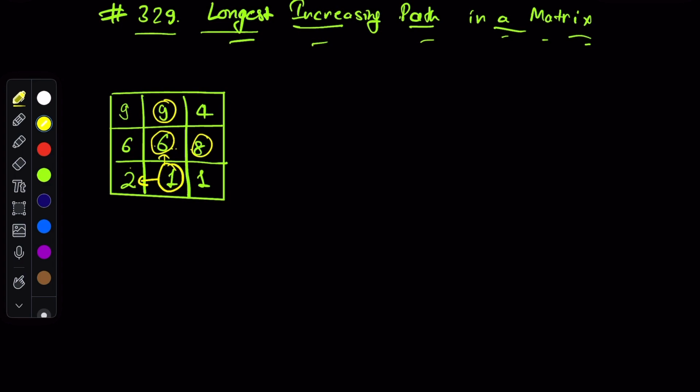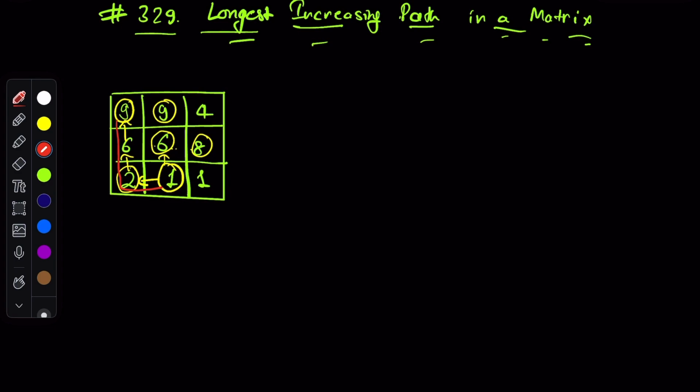And for 2, we can see that 6 is strictly increasing and then 9 is also strictly increasing. So we have found that this path is the longest path which will start from 1. This will also be the longest path in this matrix once we test all the cases. So how can we approach this problem?